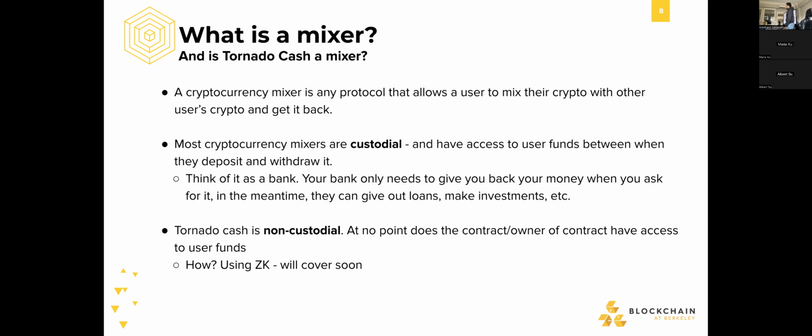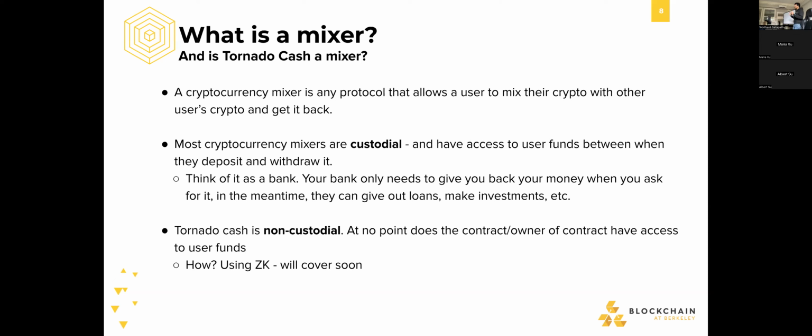However, this is non-custodial because at no point does the bank have access to the money. It only has access to the map. And the bank cannot understand the map, right? Because only Bob can understand the map. So even though the bank has access to the map, which leads to the money, it can't actually access the money. So it can't do anything with it. And that's the analogy for Tornado Cash.